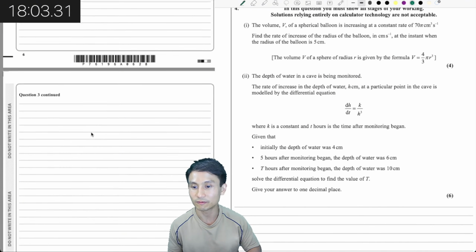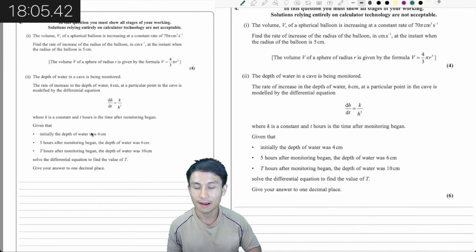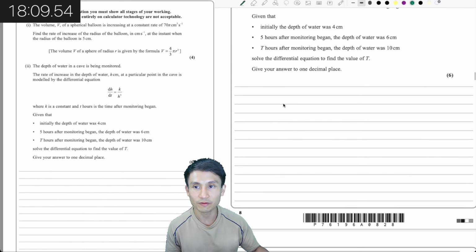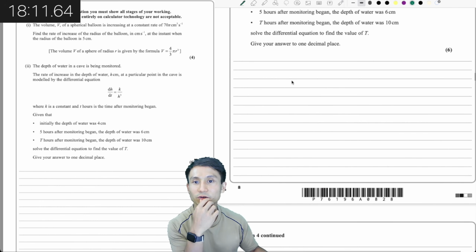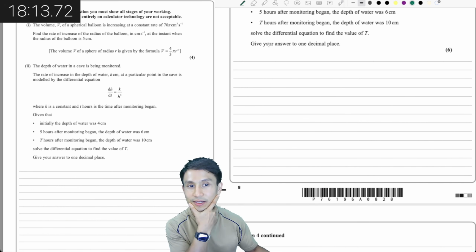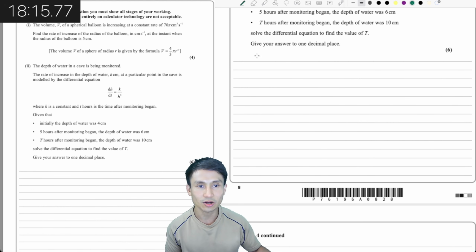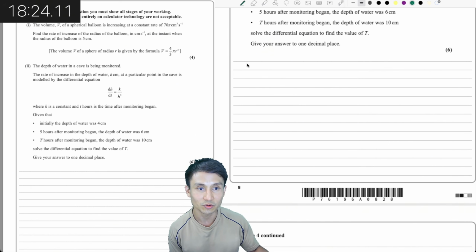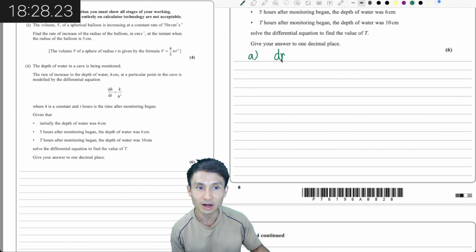Let's go to question 4. Okay. So question 4 says the volume of a spherical balloon is increasing. So this is rates of change, yeah? It's in differentiation. This topic could be tricky for some people, but I'll give you the technique. Find the rate of increase of the radius of the balloon. So we just know what we find first. This is dr by dt, where r is the radius.